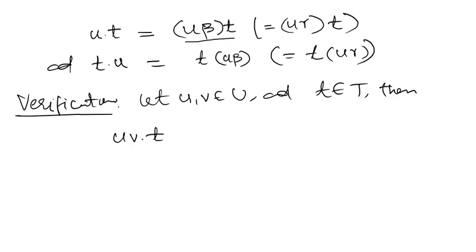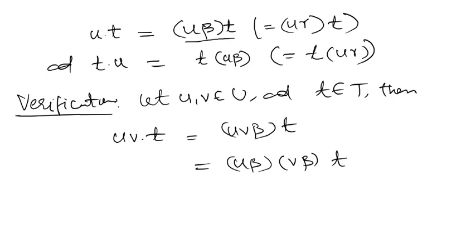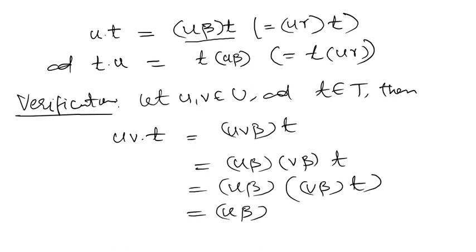Then u v dot t should be equal to u dot v dot t. By definition, u v dot t is equal to u v beta t, but beta is a morphism, so it's u beta, v beta and t. Now you can apply the associative property, it's equal to u beta then v beta t. Now here you can see v beta t means v dot t.